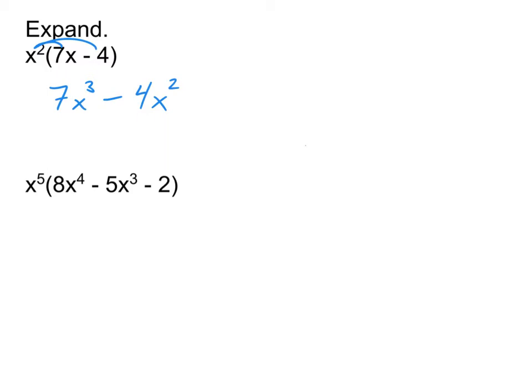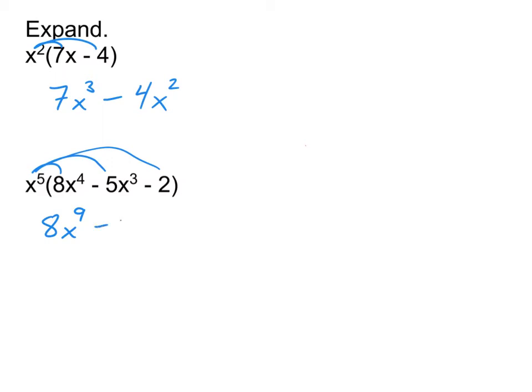Okay, now we'll repeat the process with the second problem on this page here. So I'm going to multiply x to the 5th by every term in our trinomial. And so x to the fifth times 8x to the fourth will leave me with 8. And then x to the fifth times x to the fourth. When I multiply the x's, I add their exponents. And so that will give me x to the ninth.